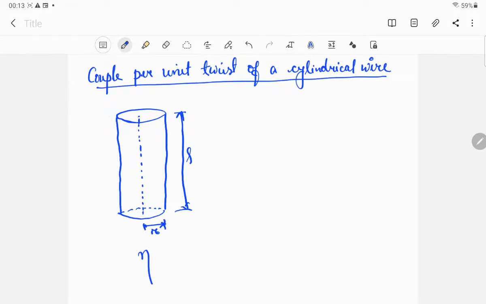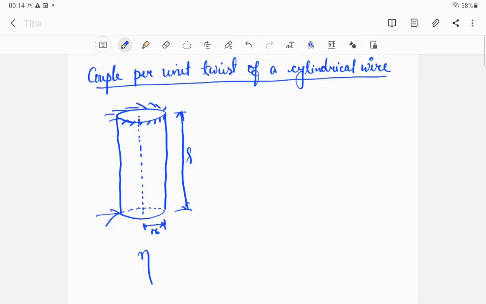Now we will be considering that the upper end of this wire is fixed, and a couple is applied in a plane perpendicular to its length at the lower end. At the lower end, it is applied in a direction perpendicular to its length. Now we need three figures in this case.